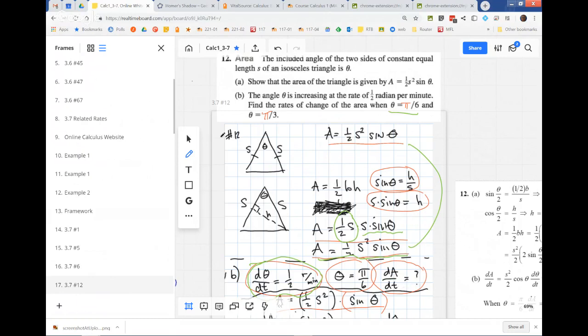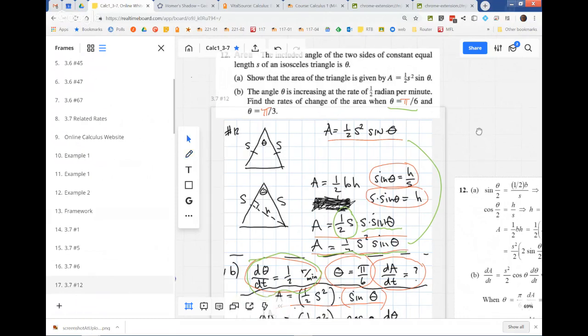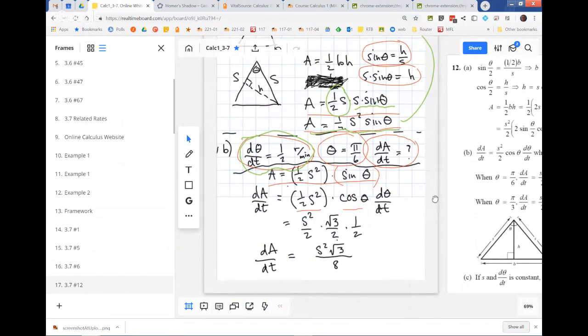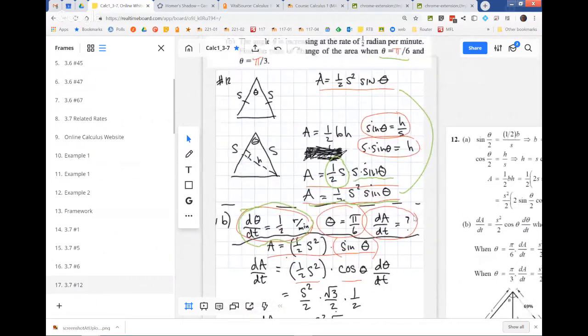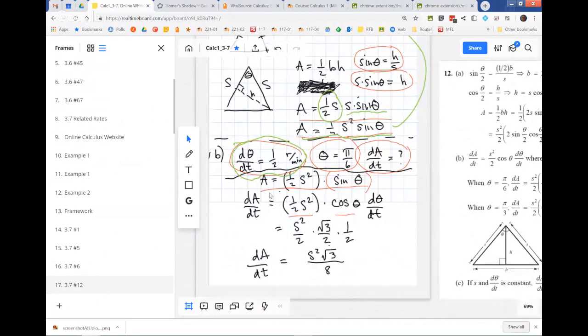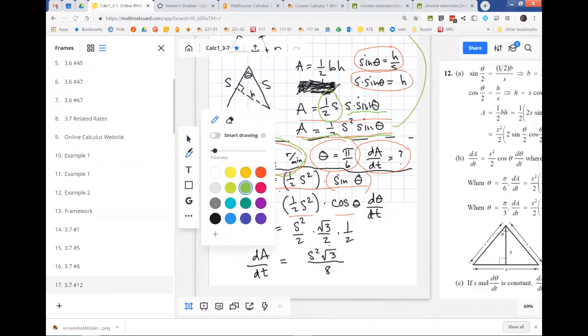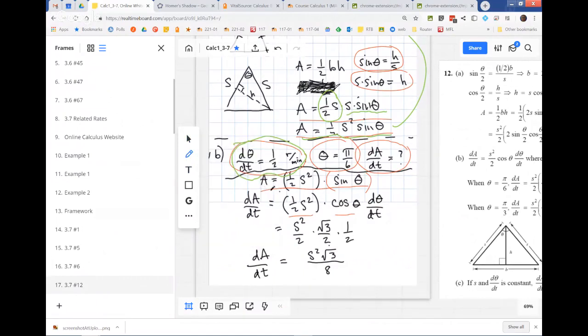Okay. Now, let me move this thing up. Well, we start with our formula from part A, which was A equals 1/2 S squared times the sine of theta. So there's our formula. I've got to change colors. Let me use red. So here's our formula right here. Now we're going to differentiate with respect to time. So on the left side, dA dt.